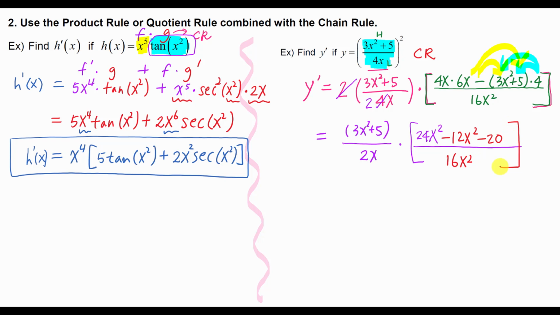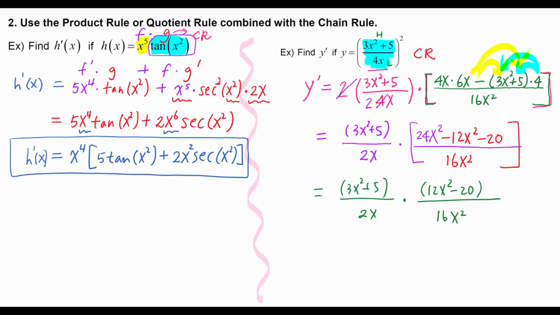But that simplifies more inside of the bracket, as my numerator is 24x squared minus 12x squared. That is 12x squared. So let's clean that up one more time. So I have 3x squared plus 5 factored on the top, 2x in the bottom, and I have 12x squared minus 20 now over 16x squared.